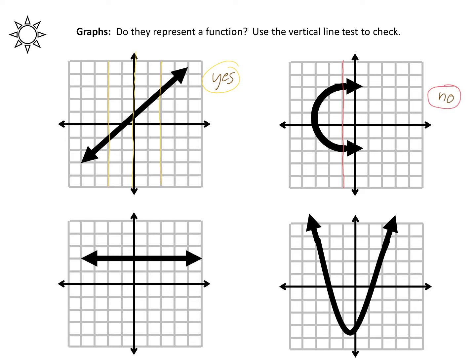Now let's look on the bottom. Once again, you can only pass through at one point no matter where you draw your vertical line. So, yes, this is a function. And for the one on the right, it doesn't matter where you draw your vertical line. You still have only a single point on the relation. So, that means that, yes, this is a function. Make sure you are drawing vertical lines, or up and down lines, and not horizontal lines, left to right.